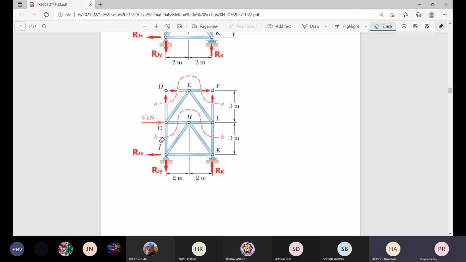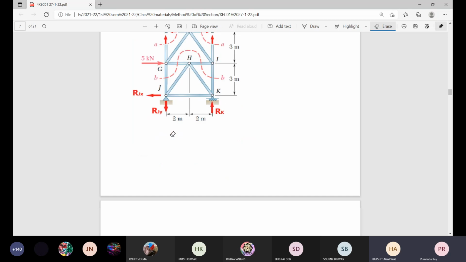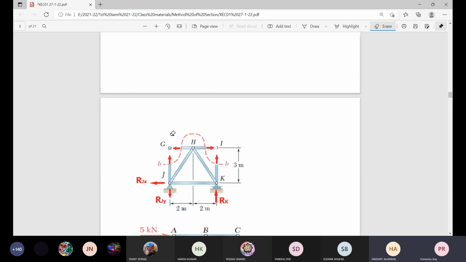If we consider another section BB, and it is not like a single straight line here, and even if we consider the lower part including that supports, so this is the thing. So sigma Mg is equal to 0 will eliminate directly the force in the members gj, gh, and hi. So this is known now, calculated for the member ik, and sigma Fy is equal to 0. You can get this value.